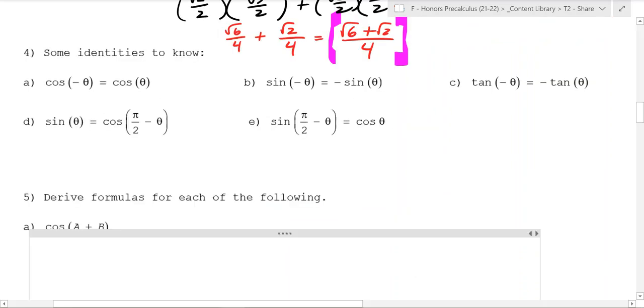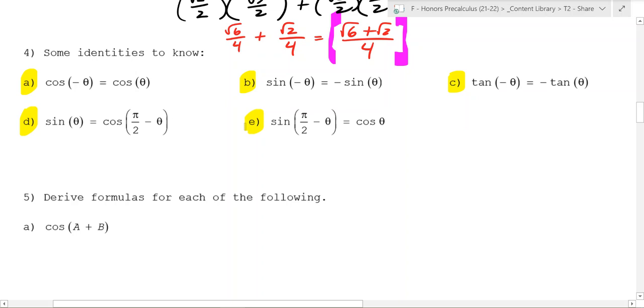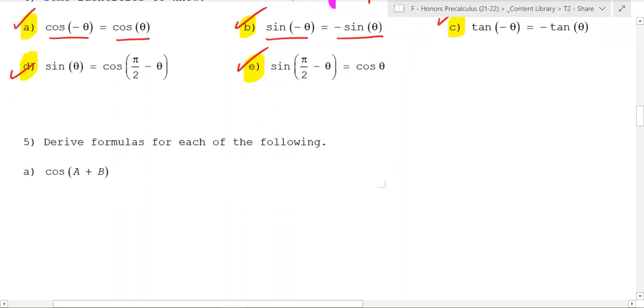Now we're going to add in some more identities that you have to know. So you have A, B, C, D, and E. These are super, super important. It's kind of cool. Take the cosine of the negative of an angle. That's the cosine of the angle. And sine of the negative of the angle is the opposite of sine of the angle. You need to know all of these right here. These are super important.